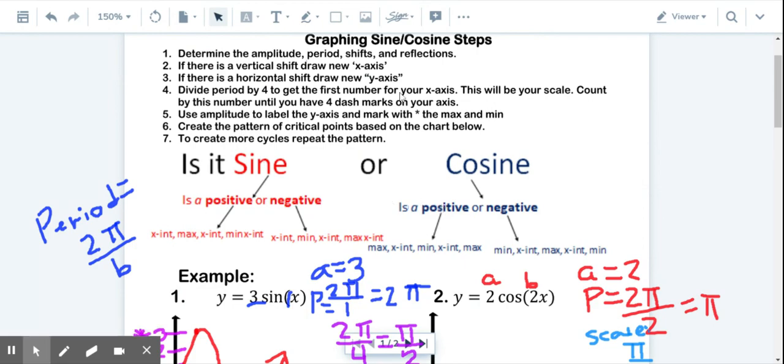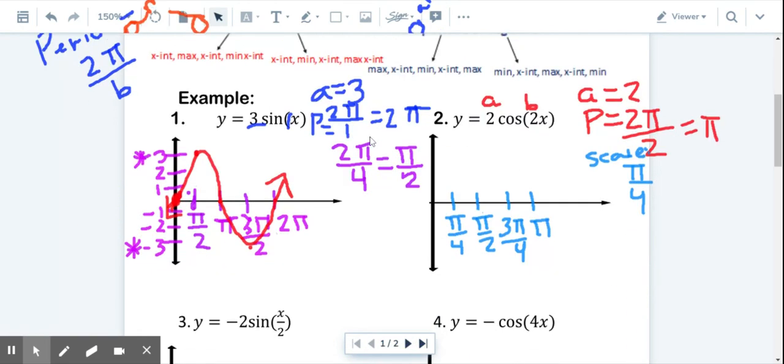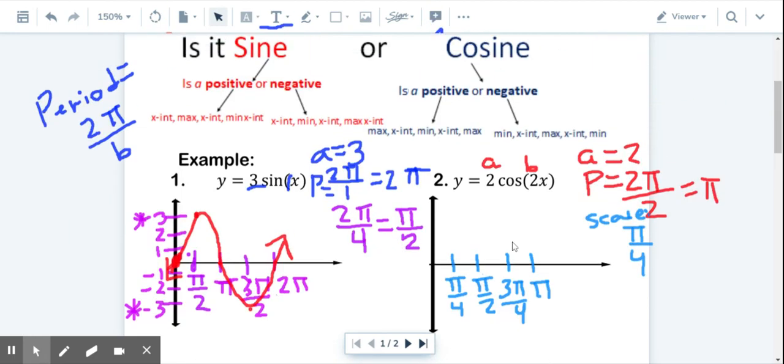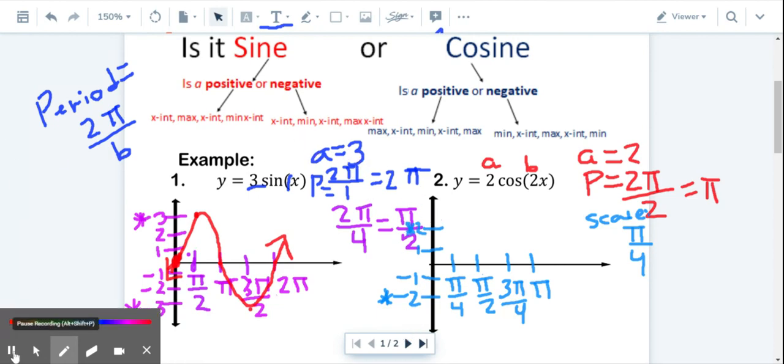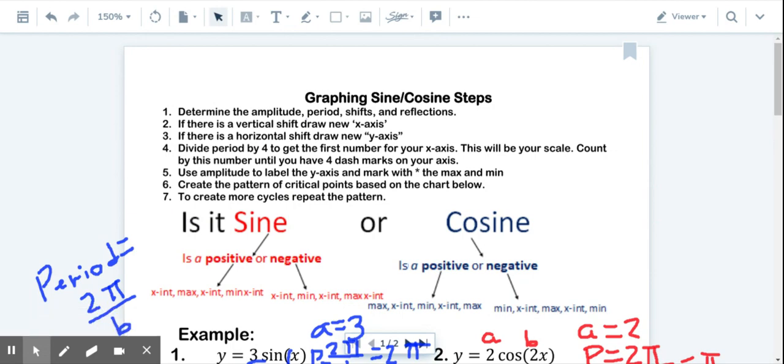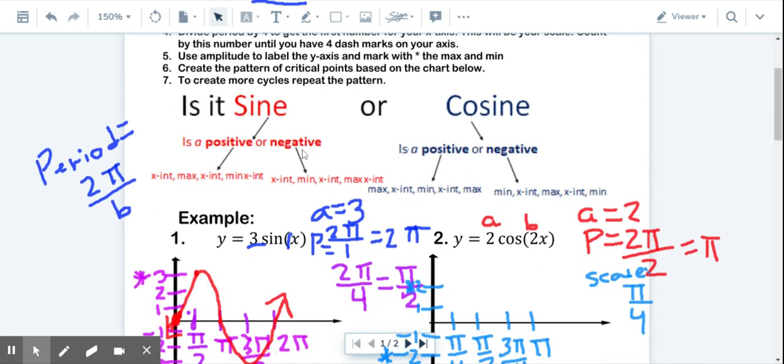So now that I have those labeled, use the amplitude to label the y-axis. My amplitude is 2. So we go up 1, 2, and down -1, -2, asterisk, asterisk. Next, create the pattern of critical points based on the chart below. So now, sine or cosine? It says cosine right here. So cosine, a is positive again. There's no negative in front there. So we're going to follow this pattern.